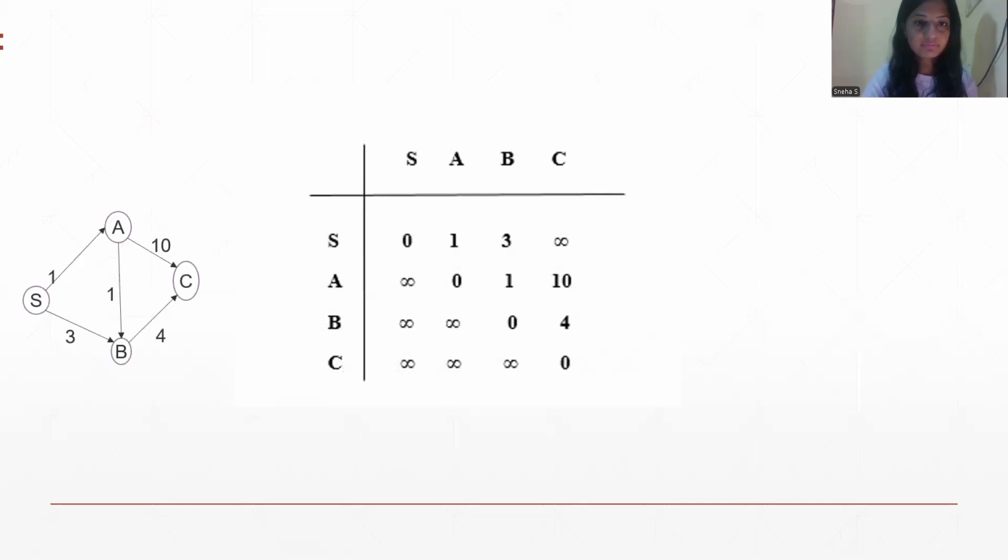From A to S there is no path, so it's again infinity. A to A is 0. You have to make a note that the diagonal will always be 0. Next, A to B is 1 and A to C is 10. When we consider B as a vertex, B to S is infinity, B to A is infinity, B to B is 0, and B to C is 4. And when we consider C as a vertex, C to S is infinity, C to A is infinity, C to B is infinity, and C to C is 0, because there is no outgoing edge from vertex C.